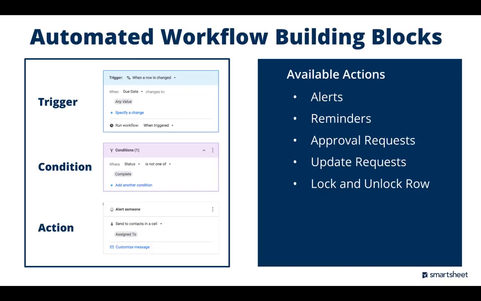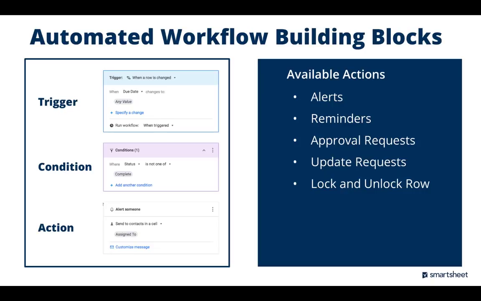Your action is what needs to take place in Smartsheet. So when it becomes red, what do you want to happen? You can send an alert just to let somebody know it's becoming red. You can send an update request asking for information about why it's red, and so on. And you can see all of the actions on the right side of our screen here.